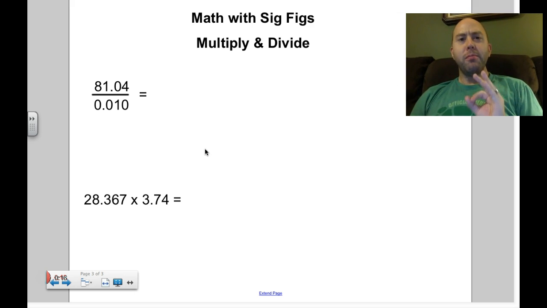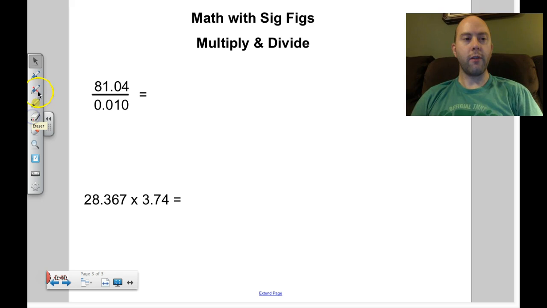For this one, when you multiply and divide with sig figs, it's totally different rules than when you add and subtract. So it's very important you know the rules depending on which you're doing, whether you're adding, subtracting, or if you're multiplying, dividing. When you are multiplying and dividing, it's all about the least number of sig figs.